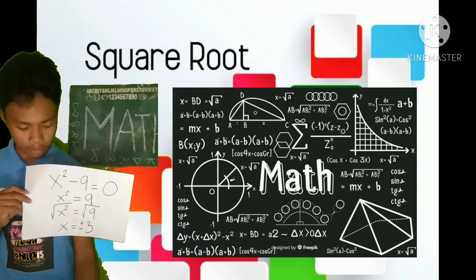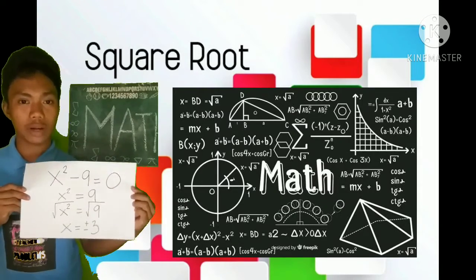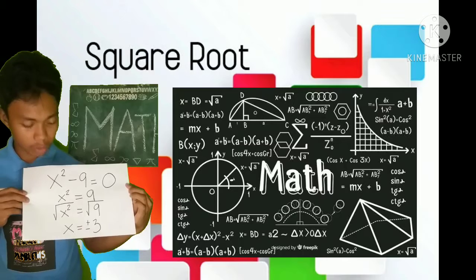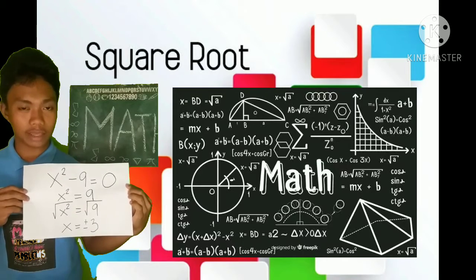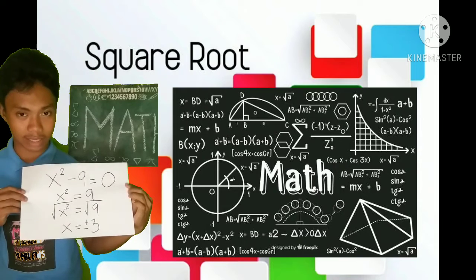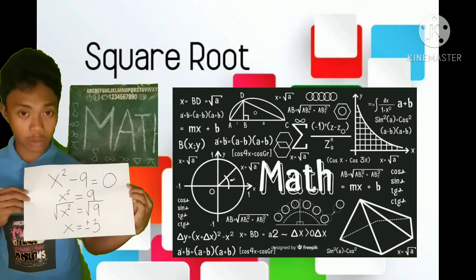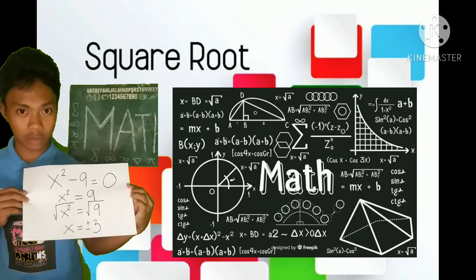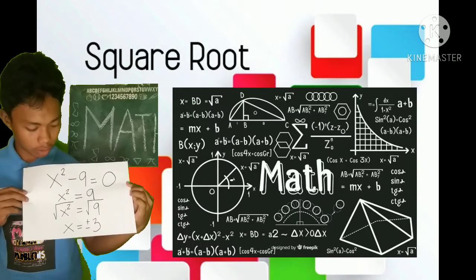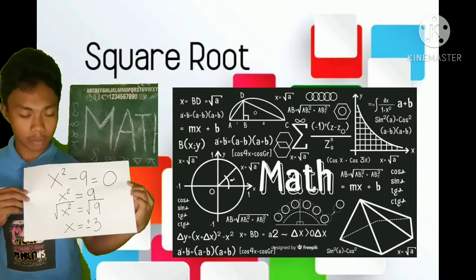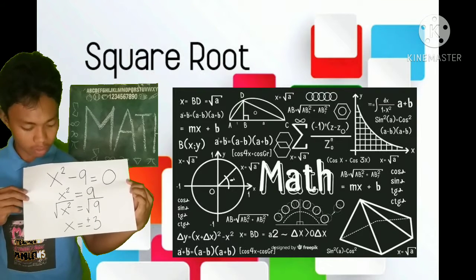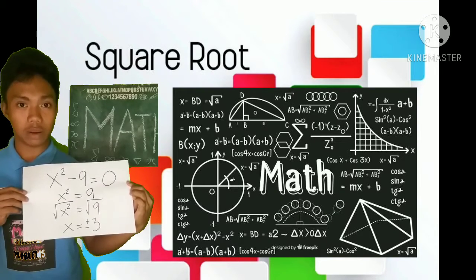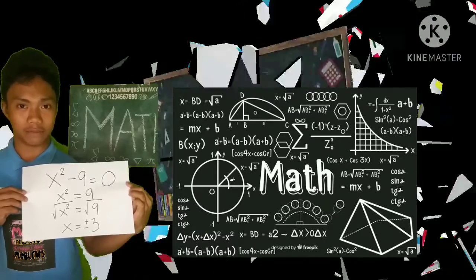For example, x squared minus 9 equal to 0. First, we need to transpose negative 9 to the other side. In transposing, we need to change the sign. So x squared is equal to positive 9. Then we proceed to extracting the square root. Square root of x squared is equal to square root of 9. By extracting the root, x is equal to positive and negative 3.